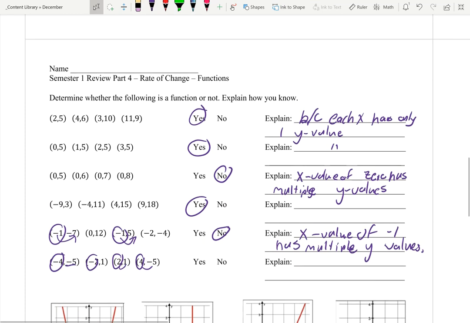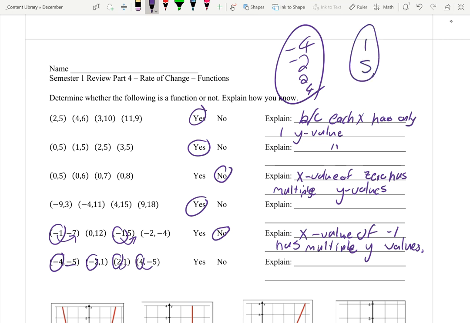Again, if you're looking at a map of this, the x values are negative 4, negative 2, 2, and 4, and the y values are just 1 and negative 5. Remember, it's okay to have multiple people go to the same place. Negative 4 goes to negative 5. Negative 2 goes to 1. Positive 2 goes to 1. And 4 goes to negative 5. This is okay. Each x value as a person is going to one place.